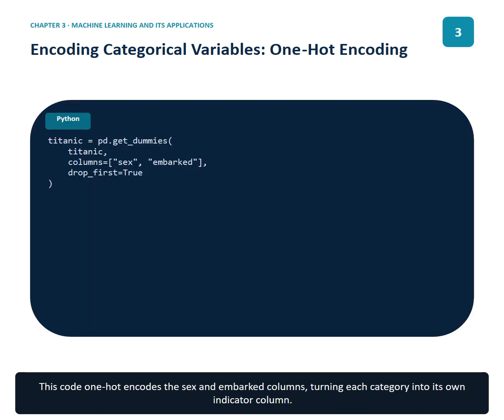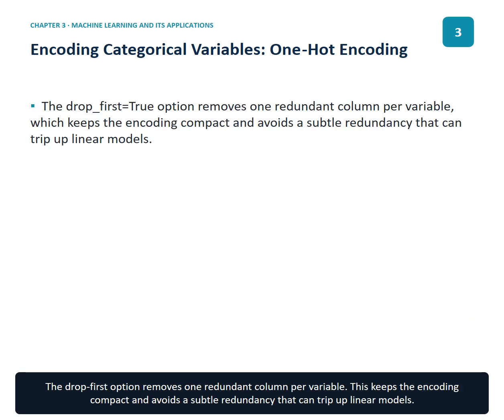This code one-hot encodes the sex and embarked columns, turning each category into its own indicator column. The drop first option removes one redundant column per variable. This keeps the encoding compact and avoids a subtle redundancy that can trip up linear models.